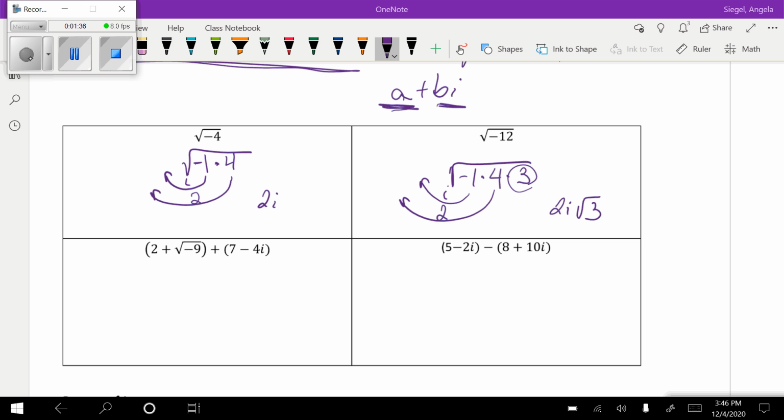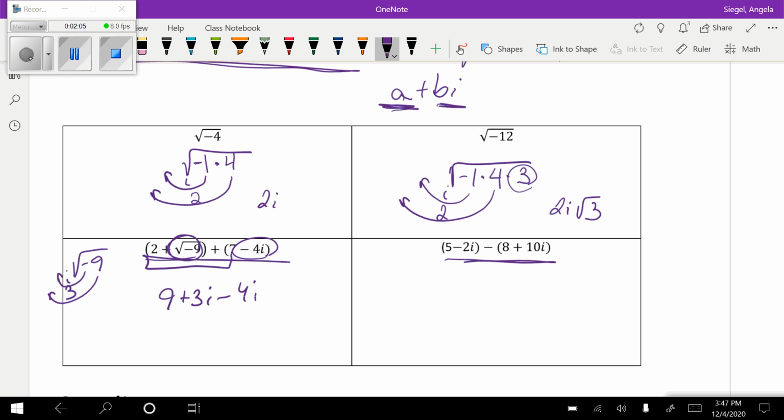So here we are going to add the like terms and subtract the like terms. So again, hear me say like terms. I'm just going to combine the 7 and 2, which is 9. And then I have the square root of -9. Let's think about that. The negative comes out as an i, and the 9 comes out as a 3. So I have plus 3i and then minus this 4i. Again, I'm going to combine these like terms, and so I have 9 minus i.